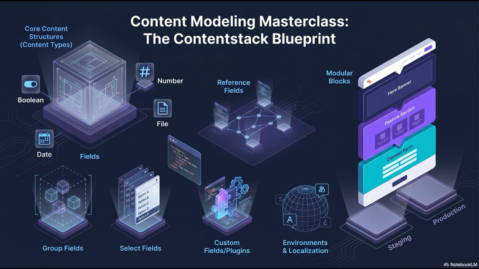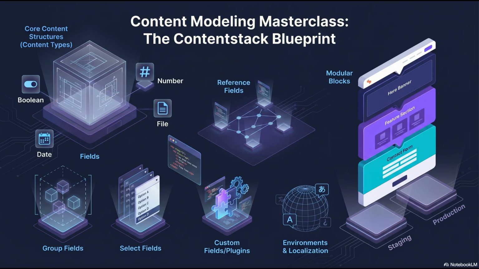So if we accept that the model is our structural blueprint, we need to examine the raw building materials we use to construct it. Which brings us to the core structures of the headless architecture. We're talking about the Holy Trinity here: content types, entries, and assets. Let's break those down for everyone. Sure. Content types are the schemas, right? They are the strict JSON blueprints. Entries are the actual instances of data, the specific payloads you create from those blueprints. And assets are your digital media, like your images, PDFs, video files.